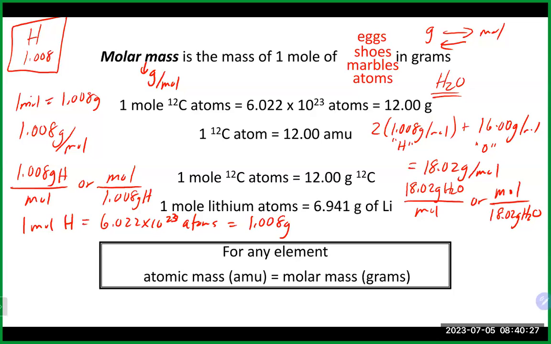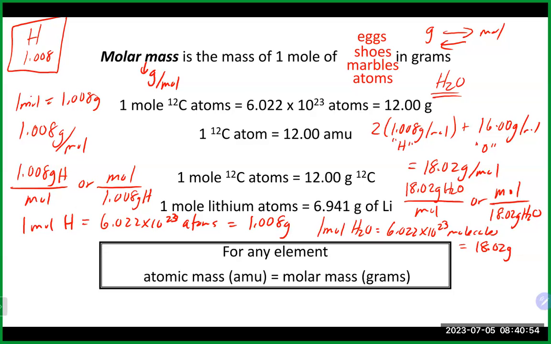Same thing with even our water. In 1 mole of water, that would equal 6.022 times 10 to the 23 molecules of water. And that would equal 18.02 grams of water. So again, that is basically how they are all related to each other. Any questions on any of that there?